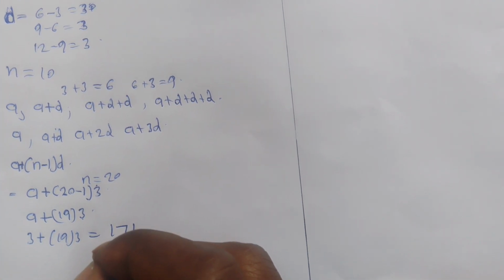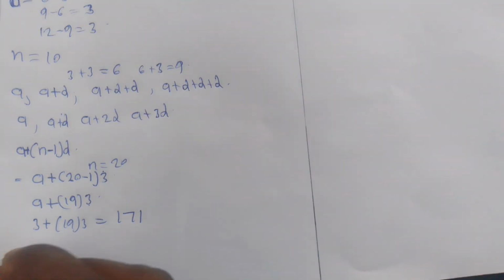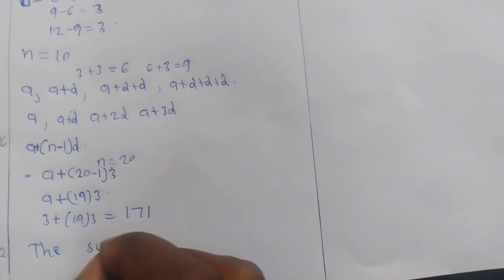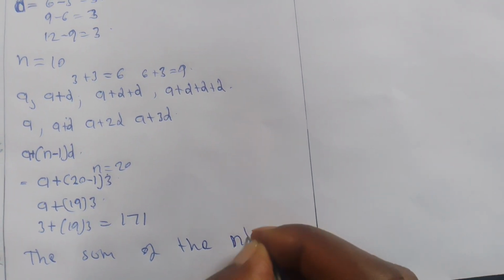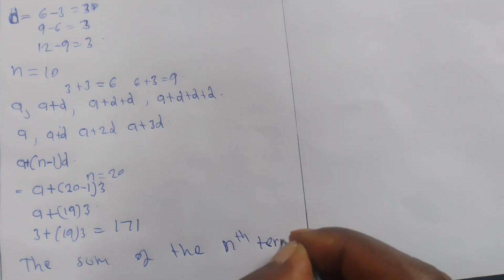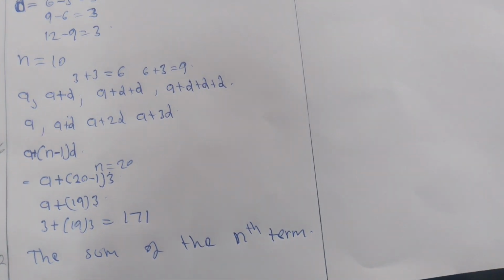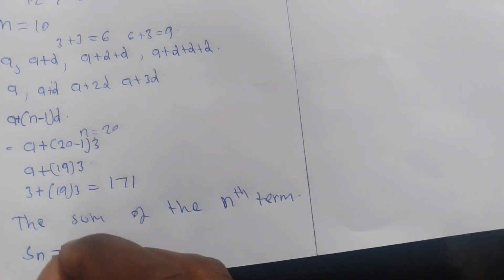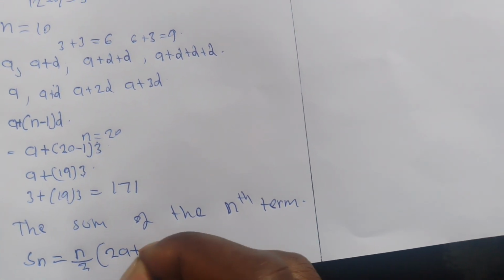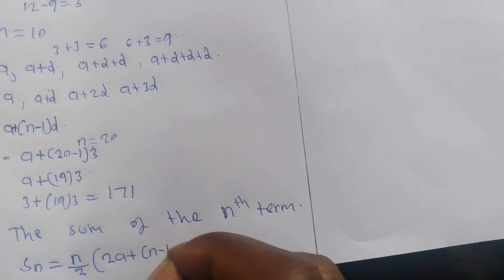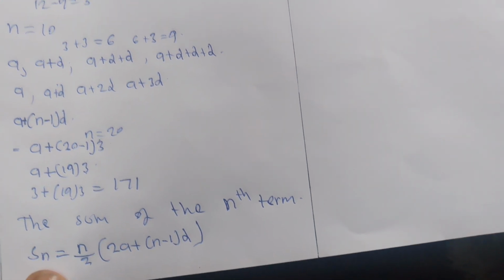Let's go to the last example, which is now the sum of the nth term. The sum of the nth term now becomes Sn is equal to n divided by 2, into brackets, 2a plus n minus 1, multiplied by the common difference. So this gives you the sum.